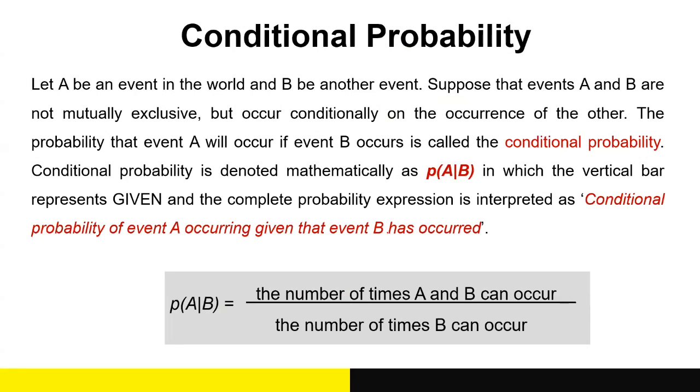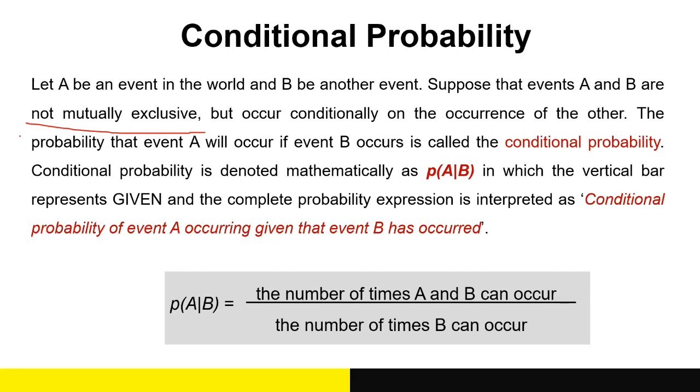Conditional probability. Let A be an event in the world and B another event. Suppose that events A and B are not mutually exclusive. So not mutually exclusive means that they can both happen at the same time, but occur conditionally on the occurrence of the other. So it means that they can happen at the same time, but that one event cannot happen without the other event happening first.